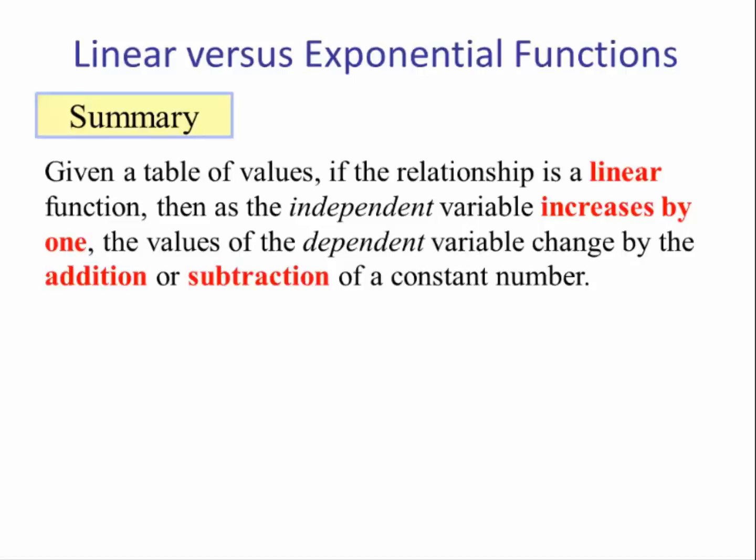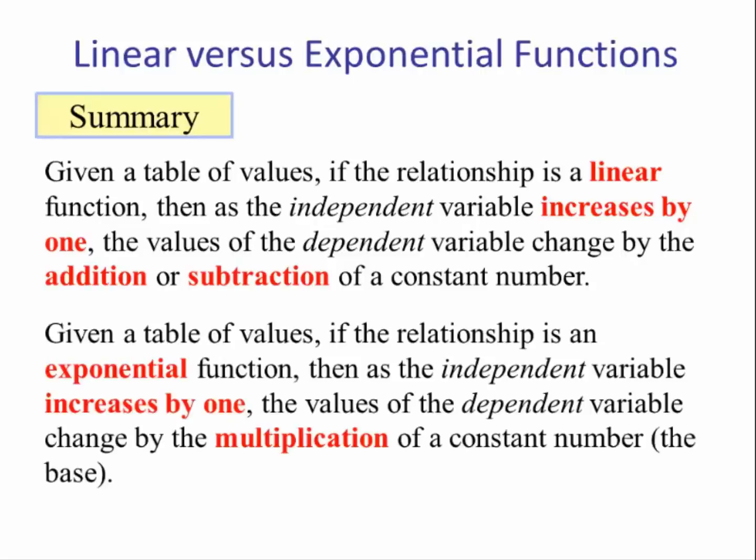Summary. Given a table of values, if the relationship is a linear function, then as the independent variable increases by 1, the values of the dependent variable change by the addition or subtraction of a constant number. So as x increases by 1, either the values of y are going to increase by a certain value each time or decrease by a certain value each time.